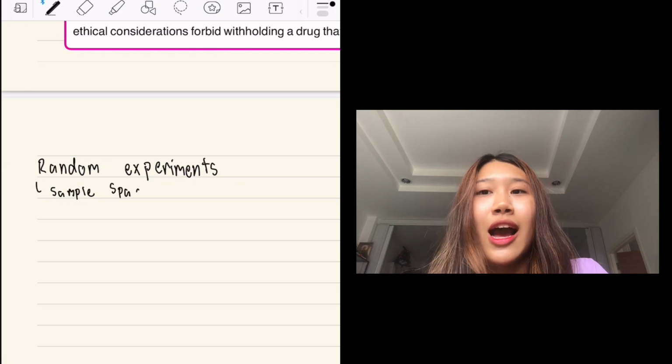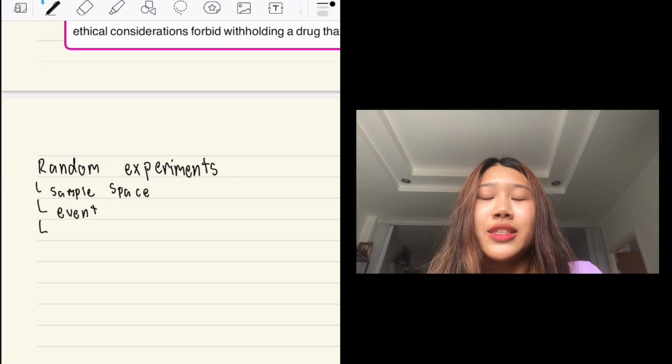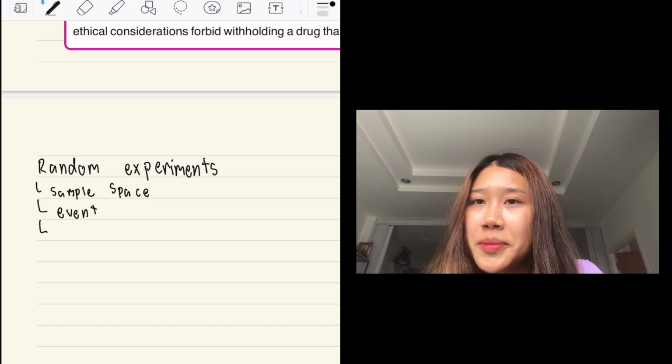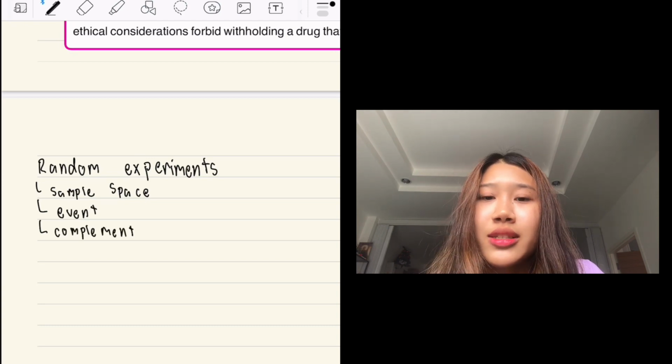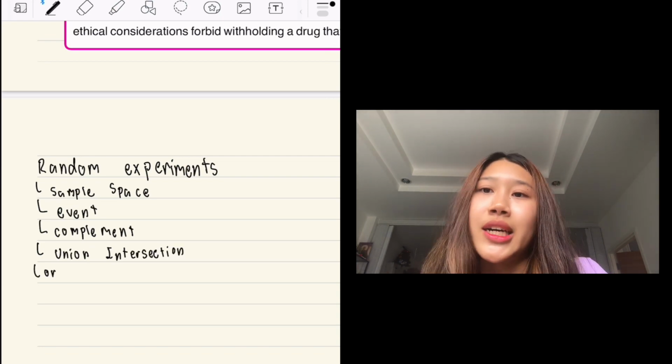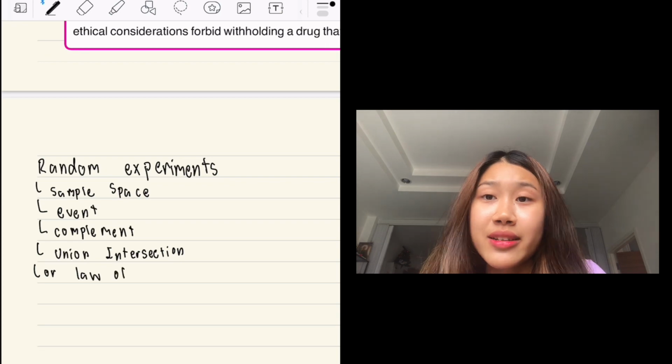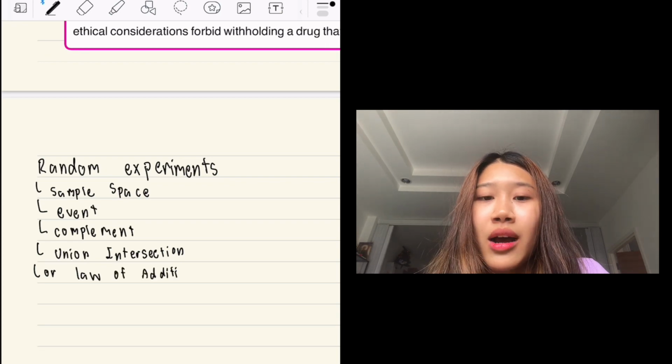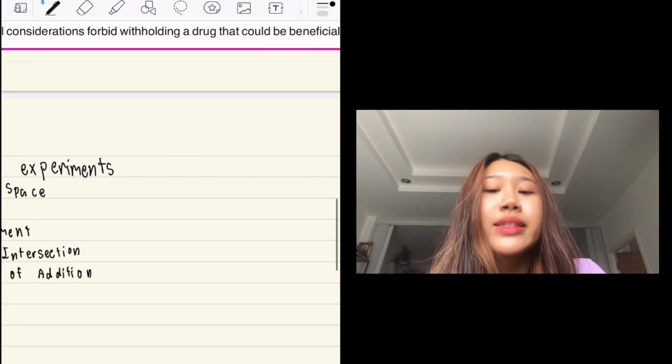So we are going to random experiments, and I think you already know sample space, events, and all the sets like complement, union, and intersection. So I'm not going to talk much about this. The last thing is the law of addition, which is necessary to remember and understand.